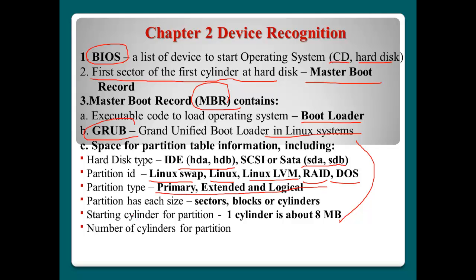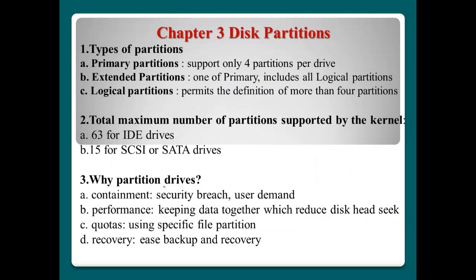Each partition has its own size, and this size consists of sectors, blocks, and cylinders. In this video, we normally use cylinders. And the starting cylinder for partitions: using this cylinder, we can define where the partition starts. Normally one cylinder is about 8 megabytes. Each partition has its own number of cylinders, so when we create a new partition, we have to decide the exact number of cylinders.